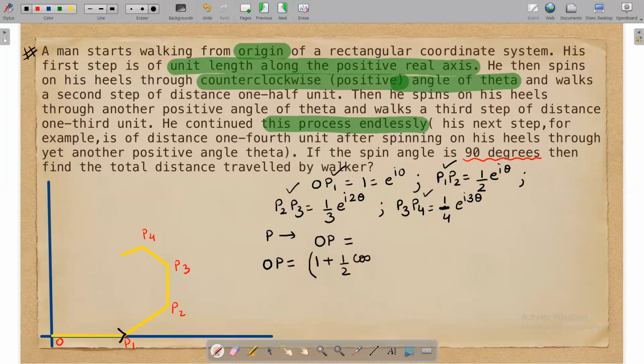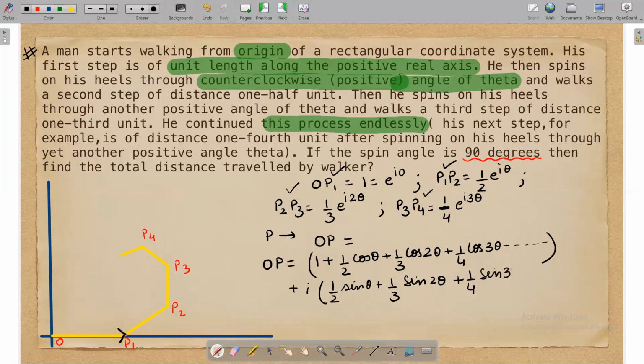1 plus 1 by 2 cos theta plus 1 by 3 cos 2 theta plus 1 by 4 cos 3 theta and so on till infinity. Clubbing all imaginary parts together will give me 1 by 2 sin theta plus 1 by 3 sin 2 theta plus 1 by 4 sin 3 theta and so on till infinity. So this is the OP vector, which can also be represented as P theta. I'm representing it as P theta because I'm getting it in terms of theta. So P theta is this thing.